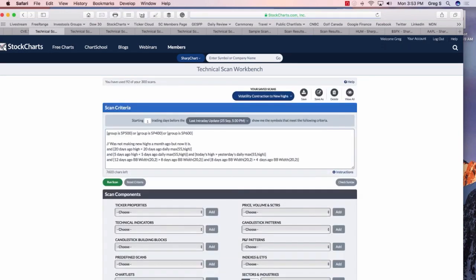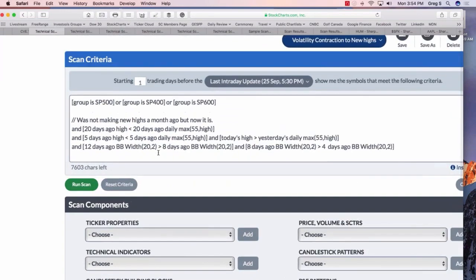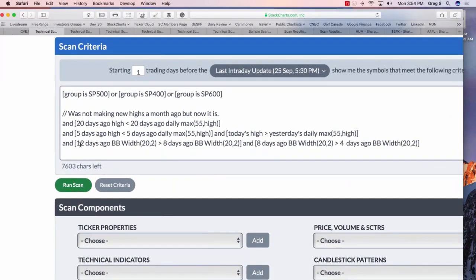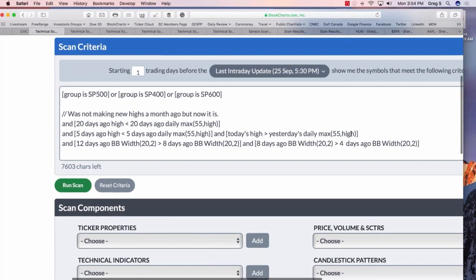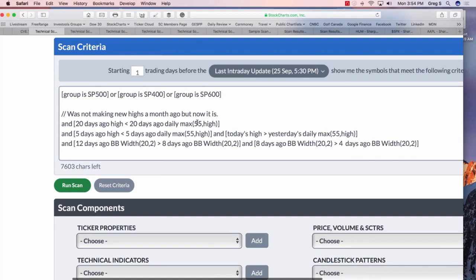Volatility contraction. So what this scan does is we're looking for 12 days ago, the Bollinger Band width was wide, and then 8 days ago, it got narrower, and 8 days ago, it was greater than 4 days ago. So it's continuing to pinch down. And then the second thing it's looking for is 5 days ago, the high on the stock was less than the daily maximum for the last 3 months. And then today's high is greater than the 3-month high.